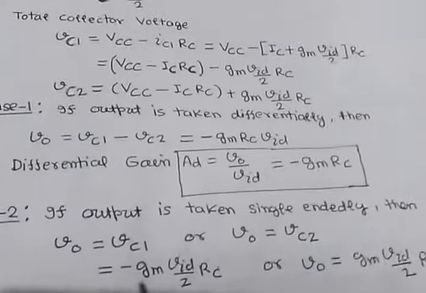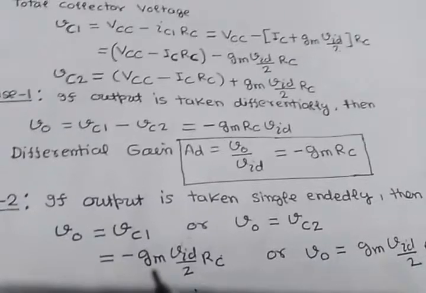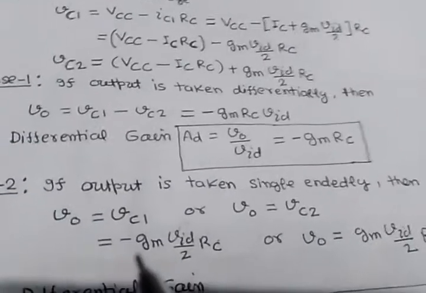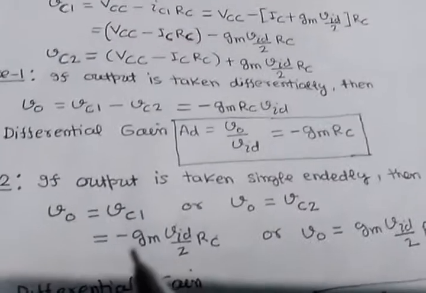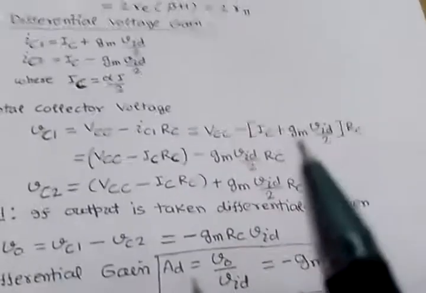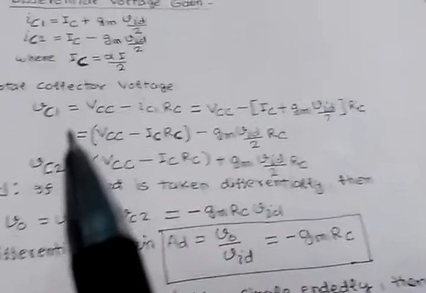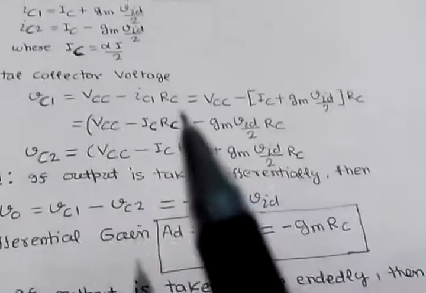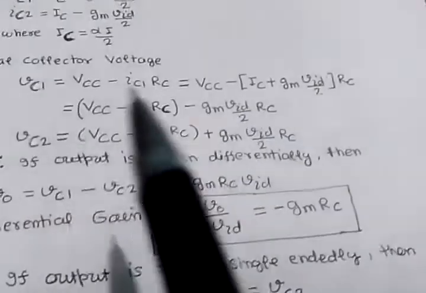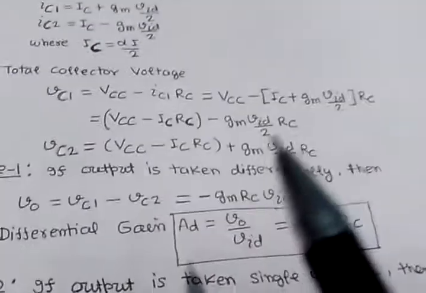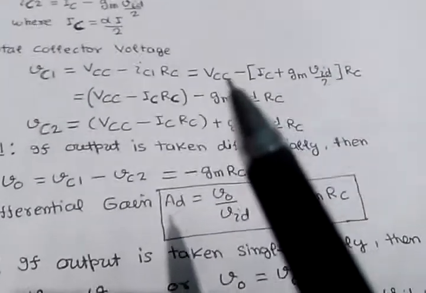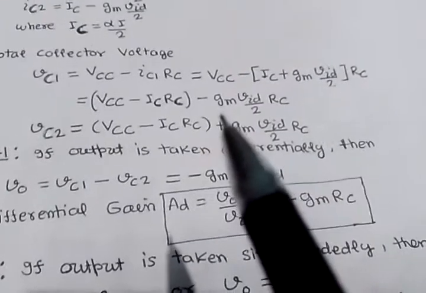VC1 means the collector voltage due to the signal only, the collector voltage of transistor Q1 due to the signal only. So consider only the second term of VC1. VC1, this is the collector voltage due to the biasing, transistor biasing. This is the collector voltage due to the input signal. We will consider only this term.